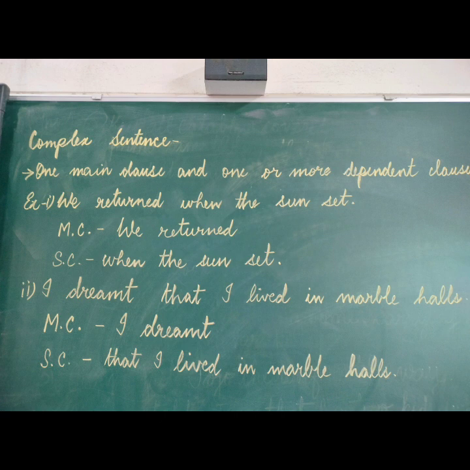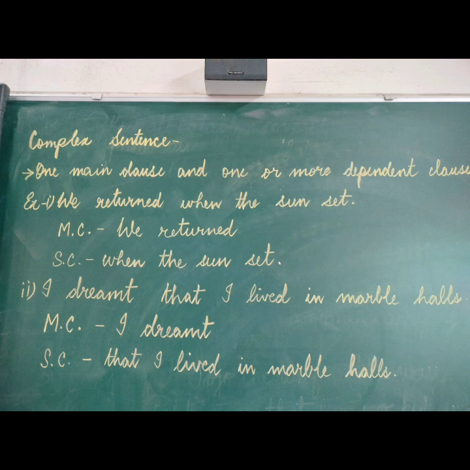Next example is: I dreamt that I lived in marble halls. Now, what is the main clause in this? I dreamt. And what is the subordinate clause or the dependent clause in this? That I lived in marble halls. Okay, I dreamt, it can exist independently, that is why it is the main clause.